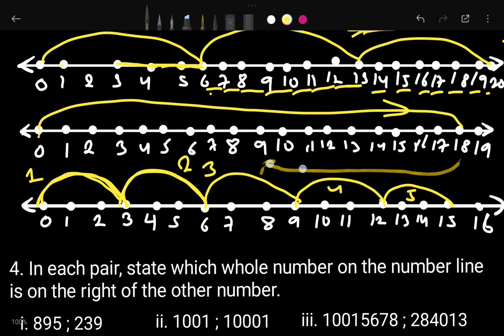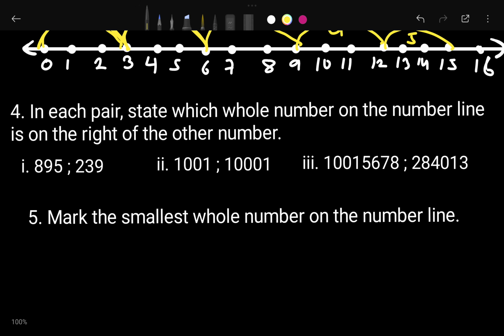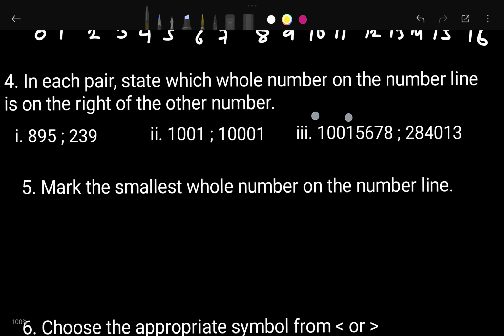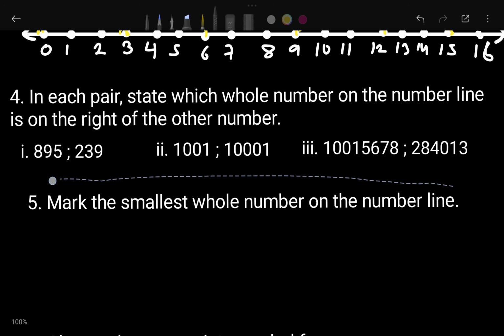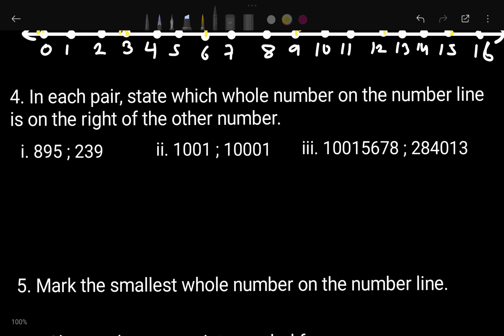Okay, now I will go to the next one here. Actually here I don't have that time and space, that's why I take it here. So don't worry, I take this question downwards. Let's solve this question here first. So the question is telling, in each pair state which whole number on the number line is on the right of the other number. Okay, so generally we have to say which is on the right and which is not on the right.